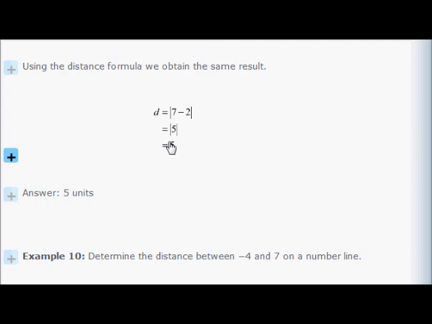Okay? Because the absolute value of a positive number is the same as that number. Absolute value of a negative number is the opposite of that negative number. So if it had been absolute value of negative 5, we would have gotten positive 5 as a result as well. And actually, if instead of having B equals 7 and A equals 2, you'd made B equal to 2 and A equal to 7, then you would have had the absolute value of 2 minus 7, instead of absolute value of 7 minus 2. What's 2 minus 7? Well, it's negative 5, right? So here you would have had the absolute value of negative 5, which is again 5.